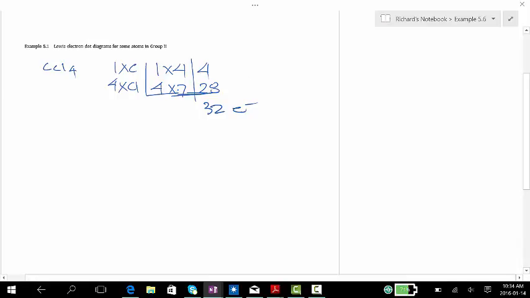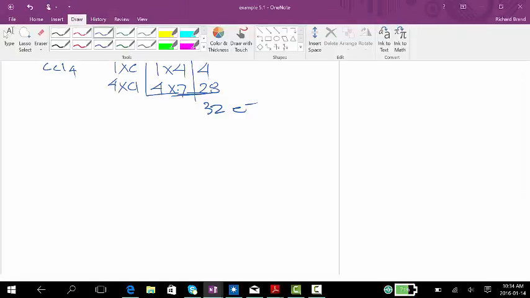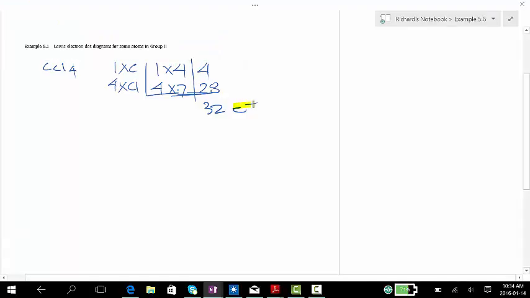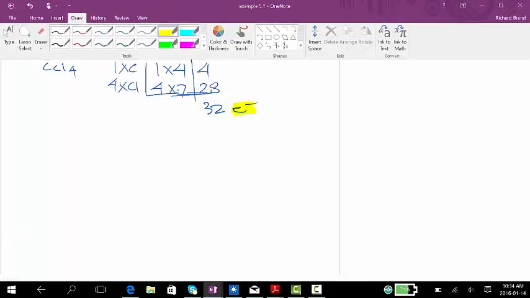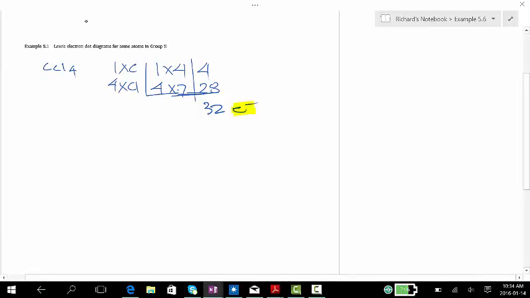Now, I've made this symbol with an E, a little E with a negative sign behind it. I'm going to use this symbol to represent electrons.